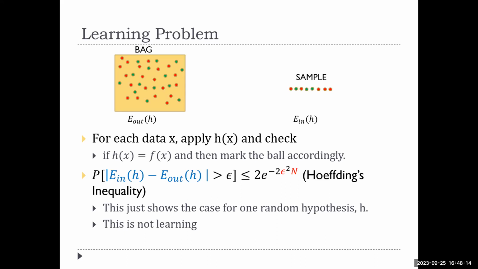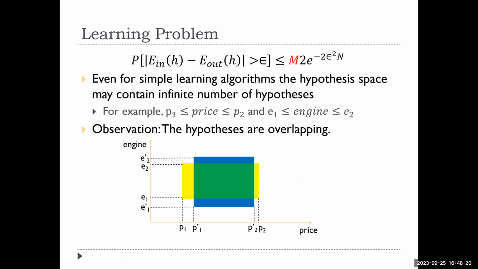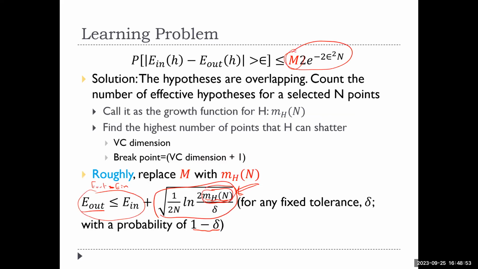If you use an infinite hypothesis set, then the formula becomes like M over there. M is the number of hypotheses in your hypothesis set. You cannot limit the error. So what we learn is that these hypotheses are overlapping, luckily. So maybe they are not infinite, basically. Rather than counting infinite hypotheses, we should look at the effective number of hypotheses, the hypotheses that are really different from each other. That's what we are counting in this case.